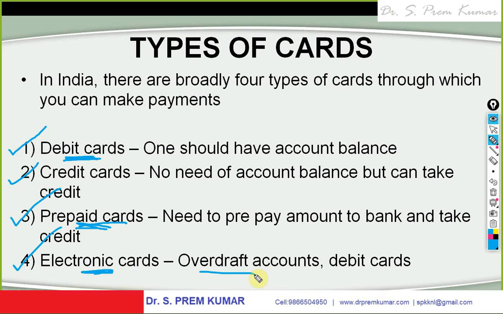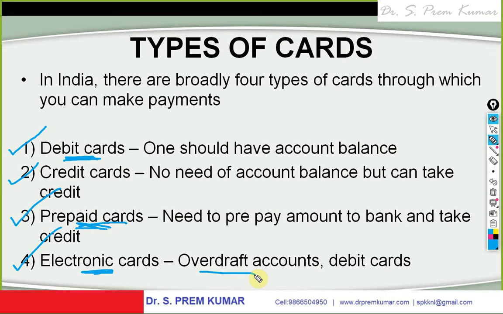Yours is a private limited company. For you to do money transactions, they give the electronic cards. The companies will be having overdraft accounts, and based on the overdraft account, the company scenario and the strength of the companies, keeping many factors into consideration, they give some cards which are called electronic cards.